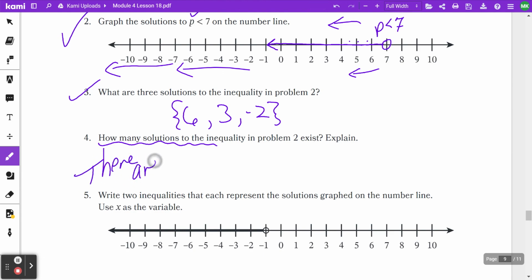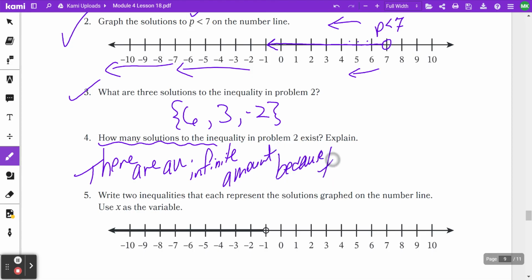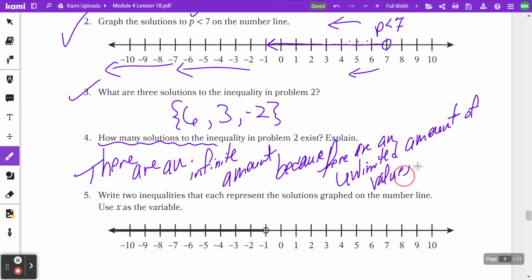There are an infinite amount, because there are an unlimited amount of values on a number line.